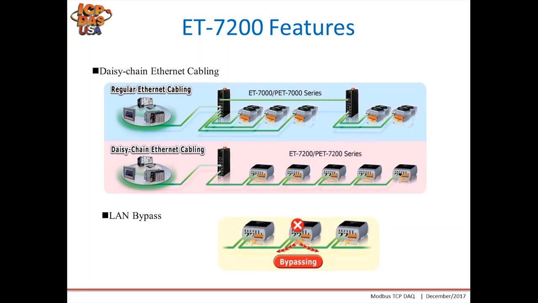The ET7200 also has LAN bypass, which means that if the module is off or not communicating, communication will still go on to the next module. Compared to the standard Ethernet ET series and PET series at the top, which require one Ethernet port per module, so it may require additional switches or additional wiring to each slave device from the switch itself.